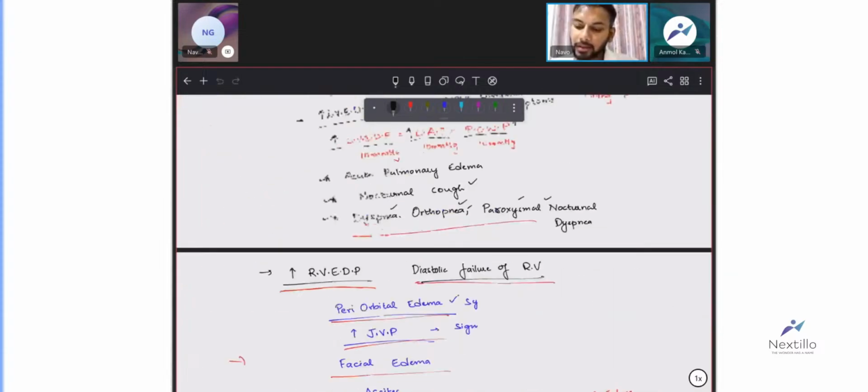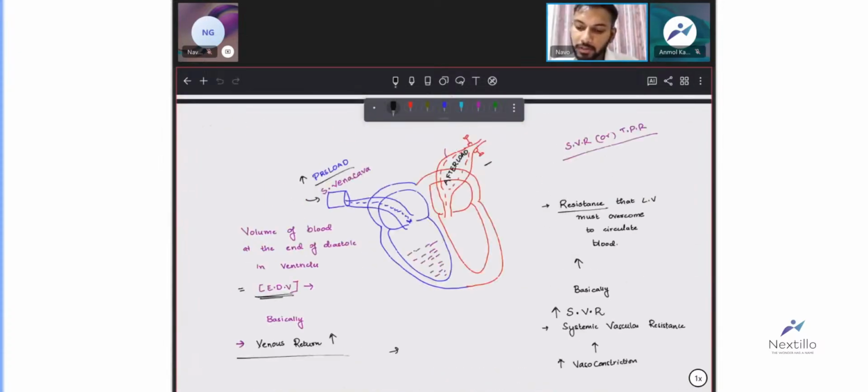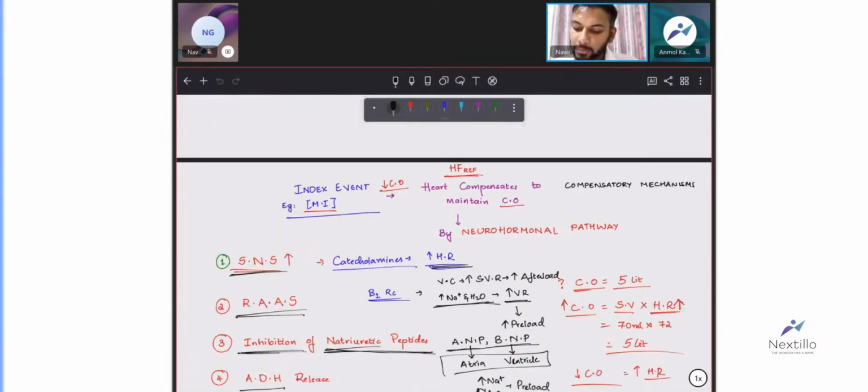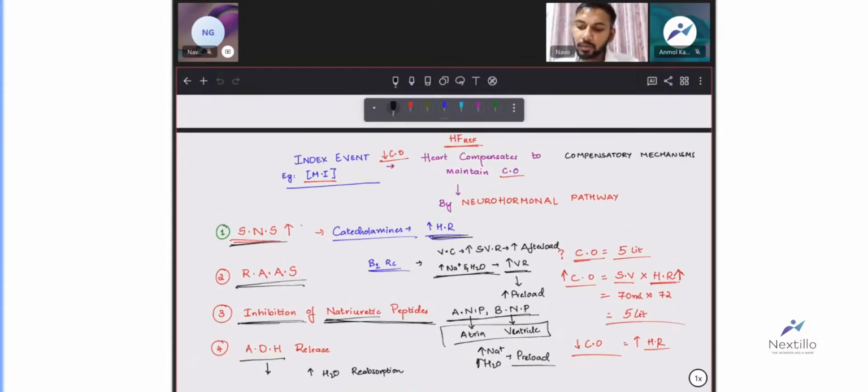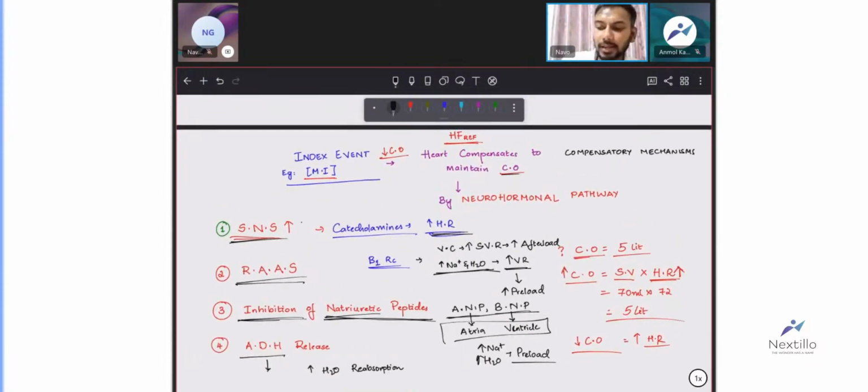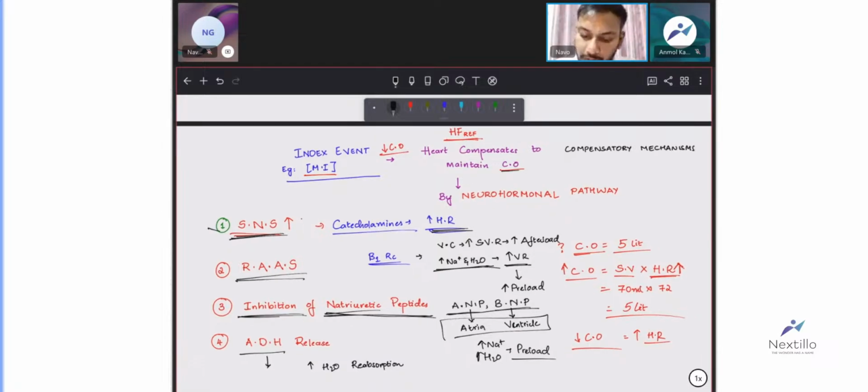I'm taking you back to pathogenesis so you understand why we talked about pathogenesis so much. Whenever there is a decrease in cardiac output, the heart is trying to maintain it by increasing the sympathetic nervous system. Activating the sympathetic nervous system will release catecholamines and it will increase the heart rate. Now we want to block this. We can block it with the help of beta blockers.